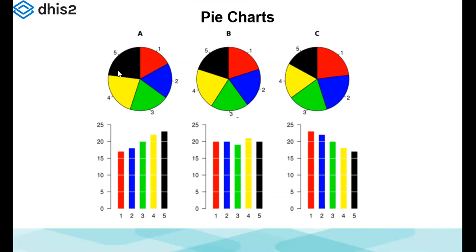In a pie chart, we are not easily able to assess the magnitude of each category. Here in the bar chart below, we are easily able to understand which is maximum and which is minimum, whereas in all three pie charts, they look more or less the same. Exactly. Yeah, that's the answer.